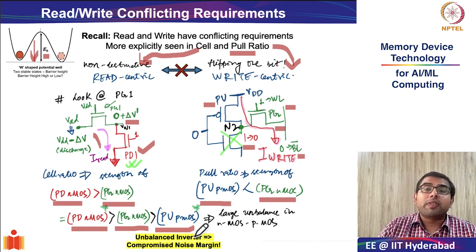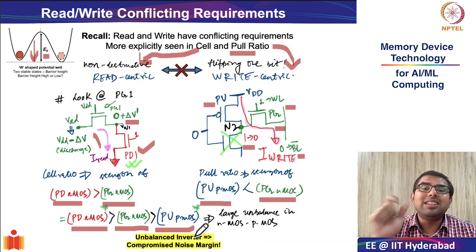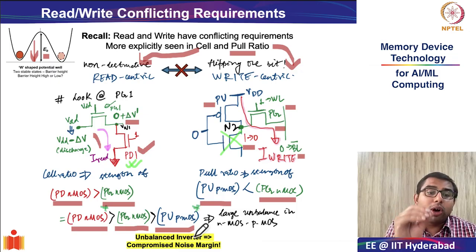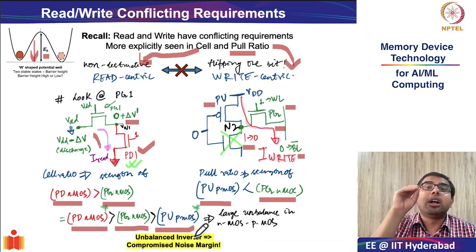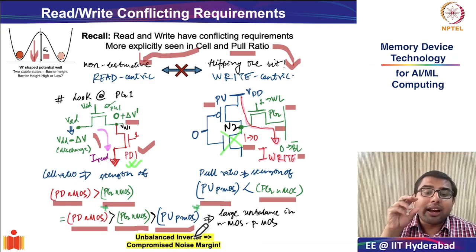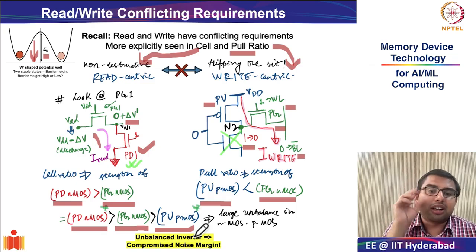We had seen that if there is an imbalance in the inverter design, where the strength of the NMOS is greater than the PMOS, one of the hysteretic loops, or one of the butterfly loops, will shrink considerably.